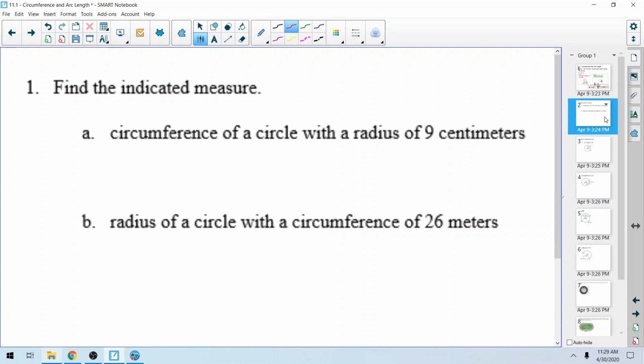Okay, so our first couple examples, we're going to start out with just a review. Find the indicated measure. Letter A says find the circumference of a circle with a radius of 9 centimeters. So we're trying to find circumference. We can either use pi d or we can use 2 pi r. Because we were given the radius, I'm going to choose to use 2 pi r. So the circumference is 2 pi, and then our radius is 9.